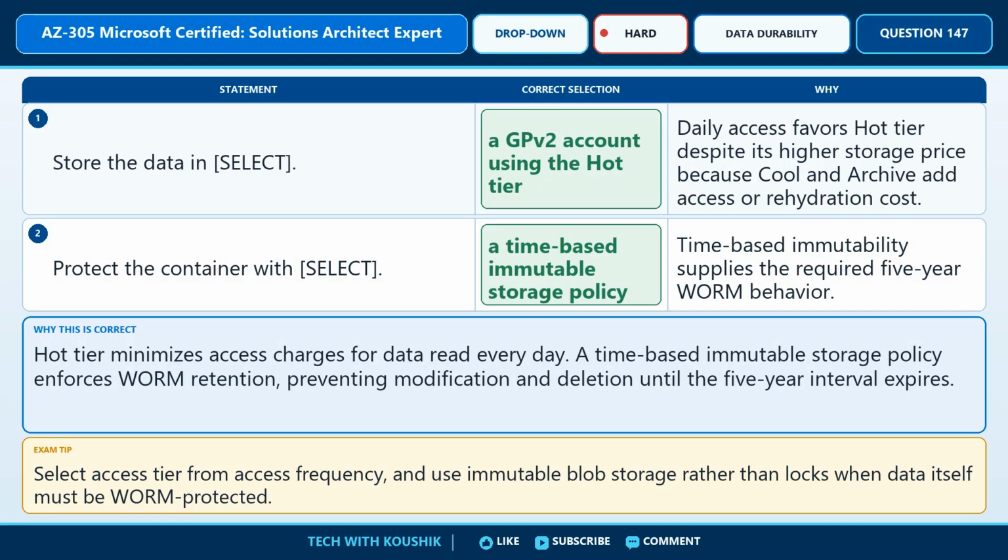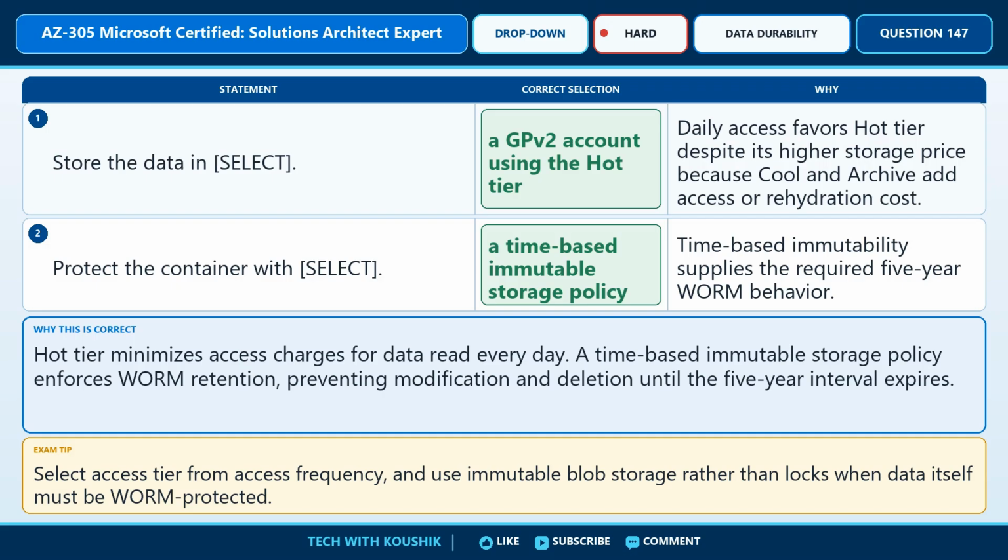Statement 1 should be completed with a GPv2 account using the hot tier. Daily access favors hot tier despite its higher storage price, because cool and archive add access or rehydration cost. Statement 2 should be completed with a time-based immutable storage policy. Time-based immutability supplies the required 5-year WORM behavior.